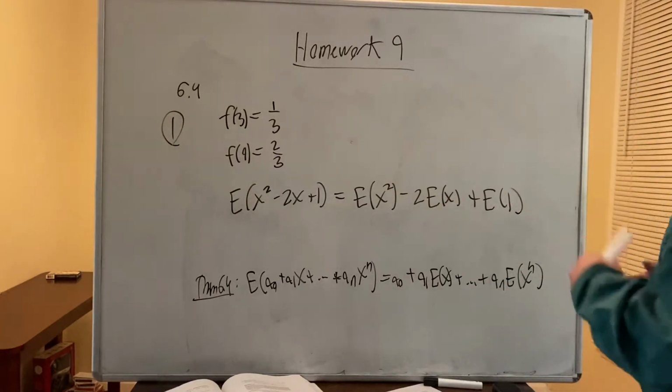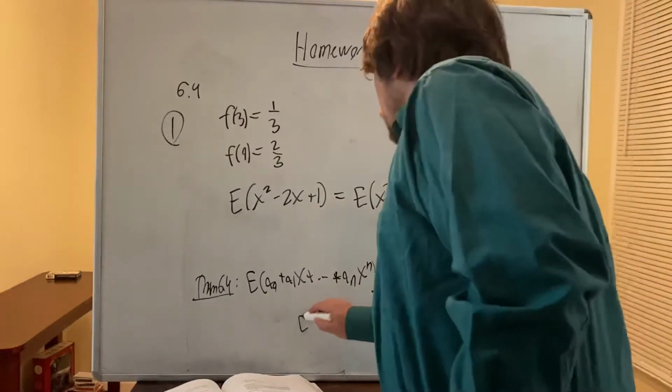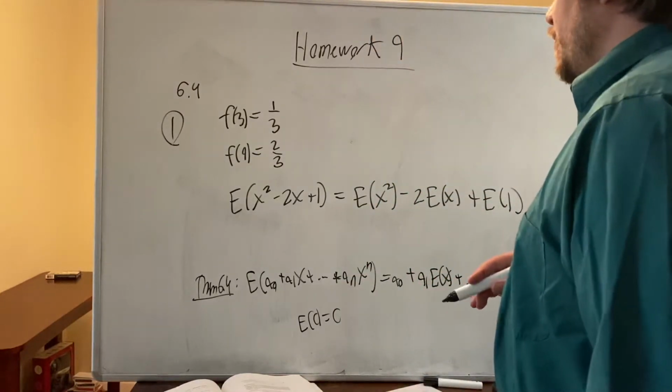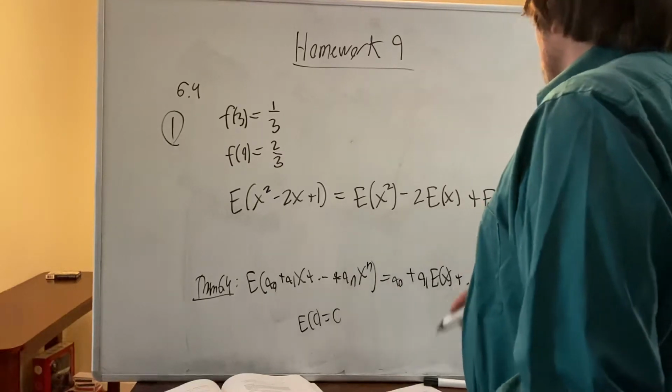You get E of X squared minus 2X plus 1 is equal to E of X squared minus 2 times E of X plus E of 1. Now we know that E of a constant is equal to that same constant. So E of 1 here is just 1, so that's plus 1.